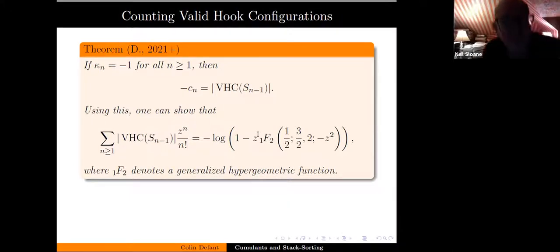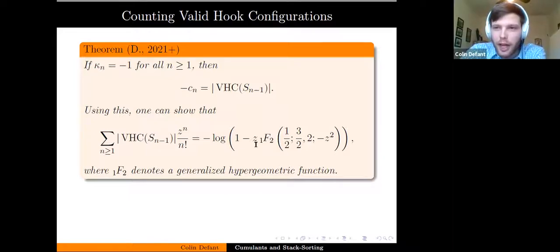So you get a sequence here. Is this in the OEIS? I believe I've entered it into the OEIS. Yes. Great.